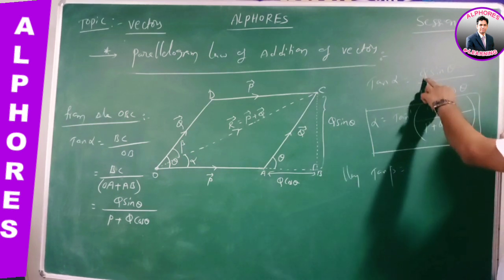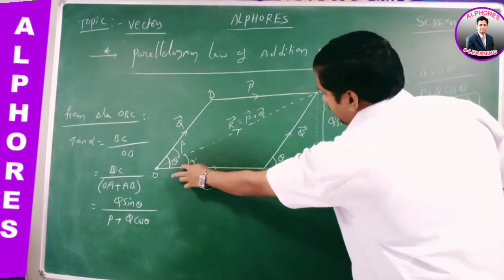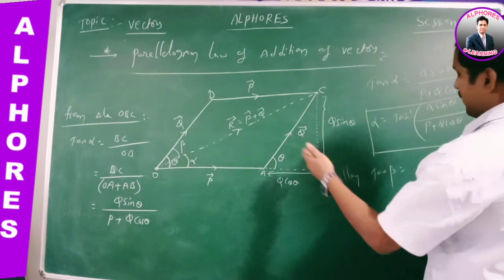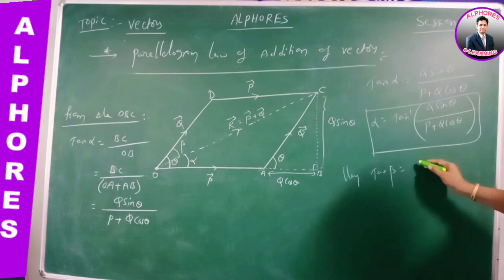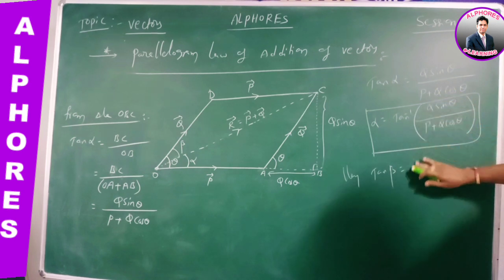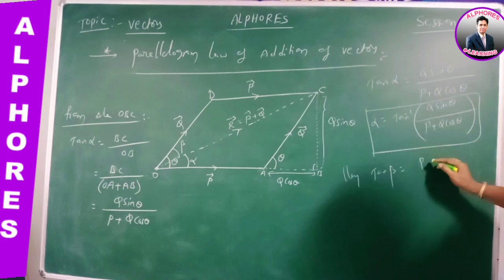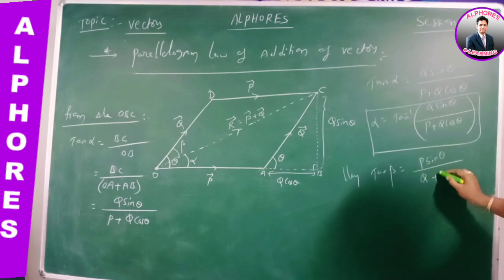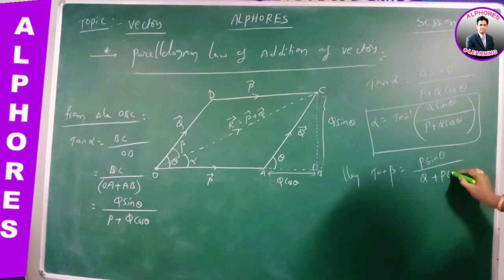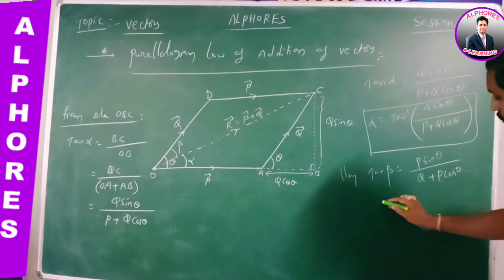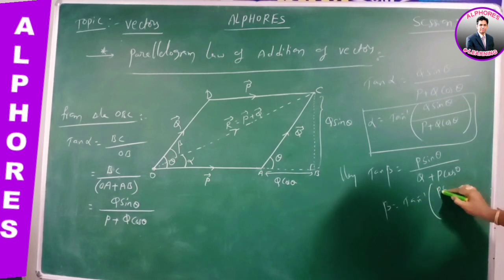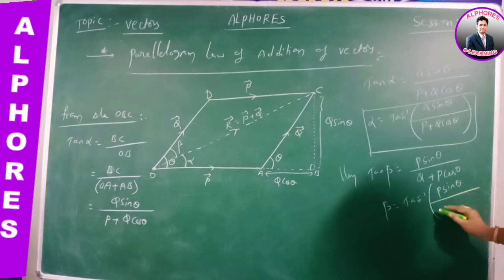Listen carefully, from this right angle triangle you got this tan alpha. In the same way, tan beta, I am writing directly here, in place of Q I am substituting P. Means here what happens? P sin theta by Q plus P cos theta, proof not required. So beta is equal to how much? This one, tan inverse P sin theta by Q plus P cos theta.